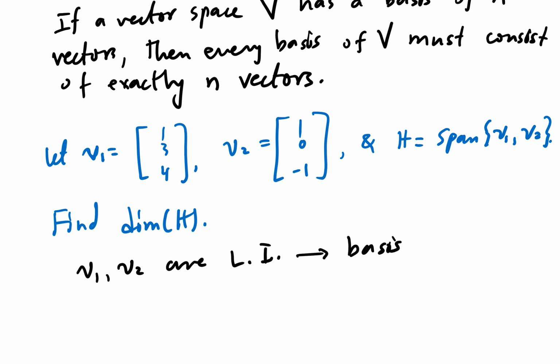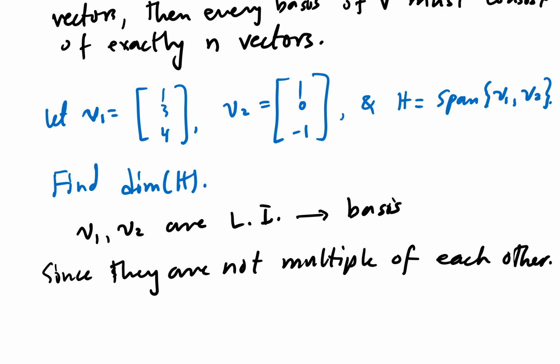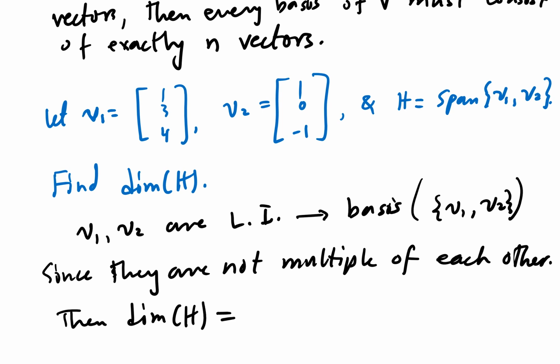And since they are not multiples of each other, they are linearly independent, and hence a basis. So this means the set v1, v2 forms a basis for the subspace. Then the dimension of H is the number of linearly independent vectors here, v1 and v2, so two vectors. So the dimension is 2.